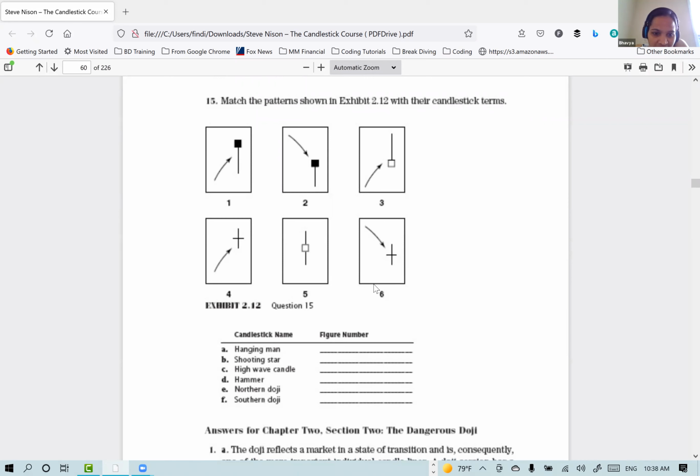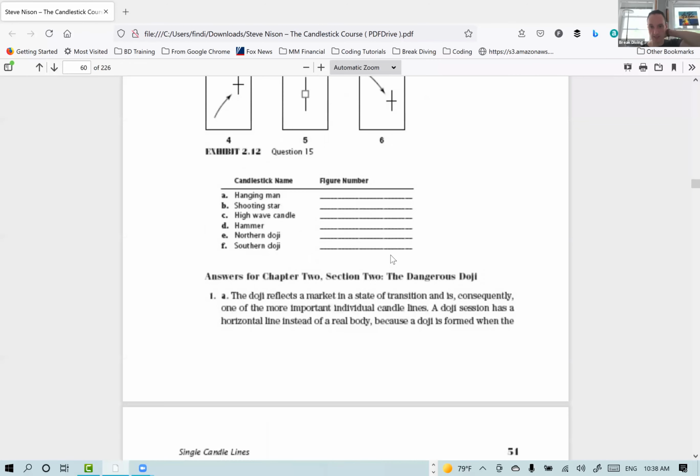Number 3, shooting star. High wave candle is number 5 and hammer is number 2. Northern doji is number 4 and southern doji is number 6. Cool, great.